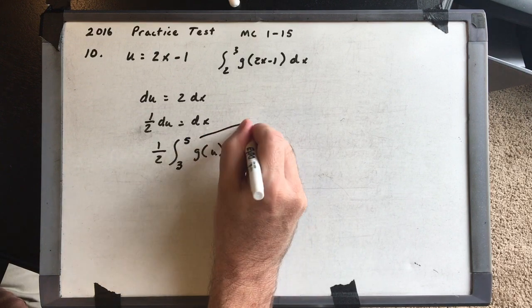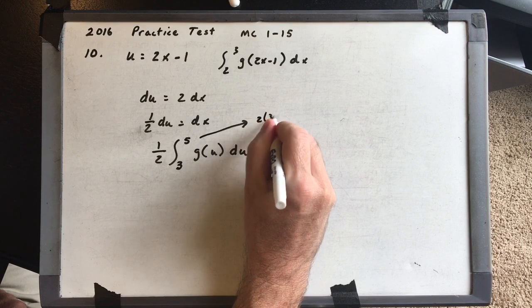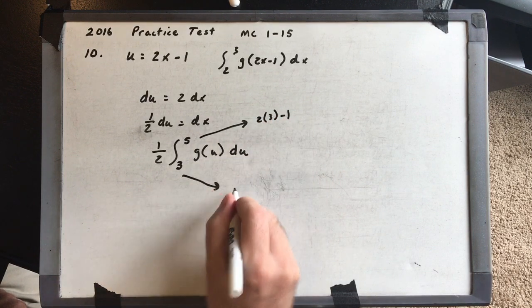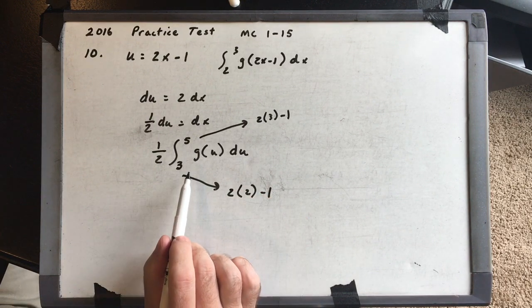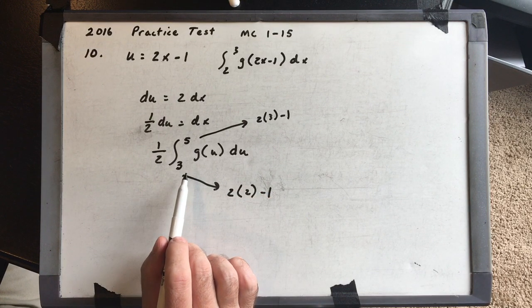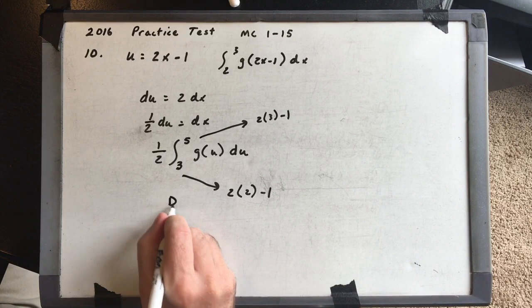Okay, so that's going to be 2 times 3 minus 1. And this one is 2 times 2 minus 1. The limits of integration change. So it would be very easy to accidentally pick B. But the actual answer is D.